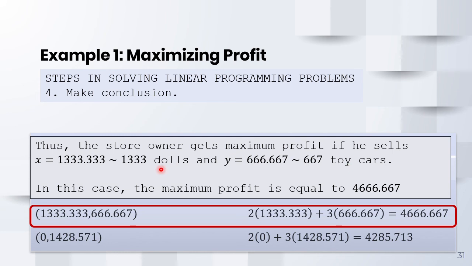If this is the case, the maximum profit will be equal to 4,666.667. So this is the solution to our first example. In the next video, we will discuss a second example.